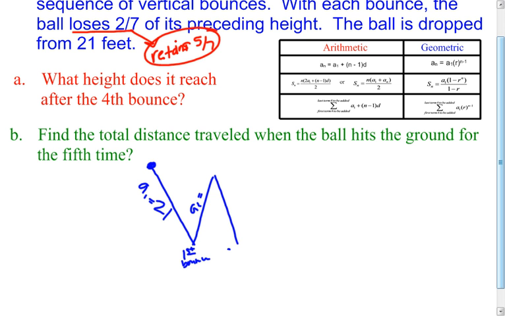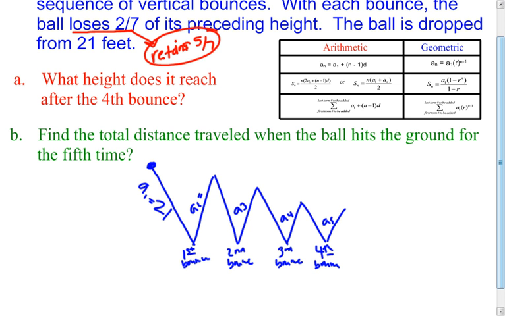It comes back down. This is the second bounce now. It comes back up to 5/7. It comes back down. So this is A3 right here. Comes back down, makes a third bounce. Comes back up 5/7 as much. So this is A4. Comes back down. This is now the fourth bounce. Again, comes 5/7 of the way up. This is A5. And then it comes back down again. And this is where it hits the ground the 5th time.